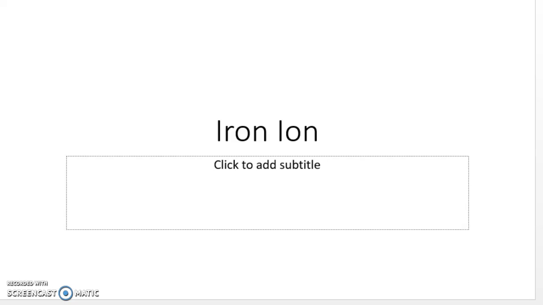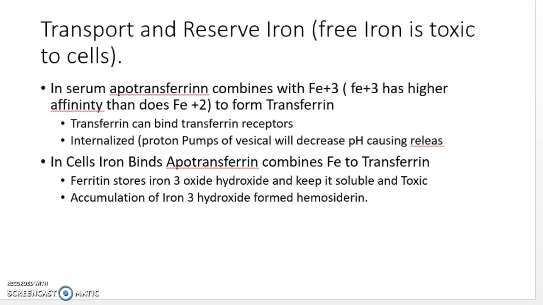Hello guys, in today's video we're going to be talking about the iron ion, its transport and its reserve. Iron can be transported as a free, toxic ion into the cells.